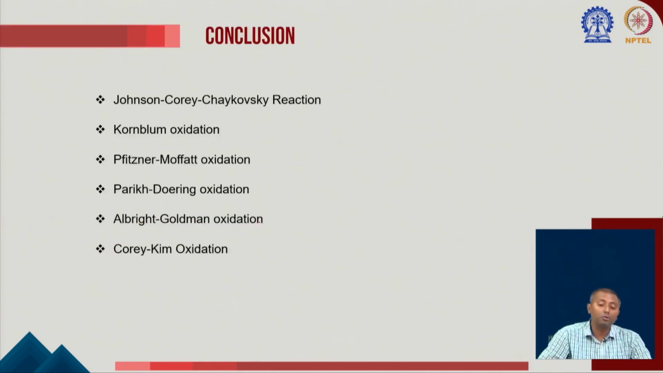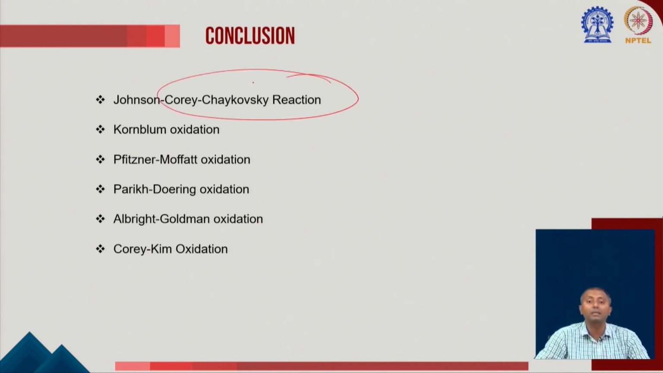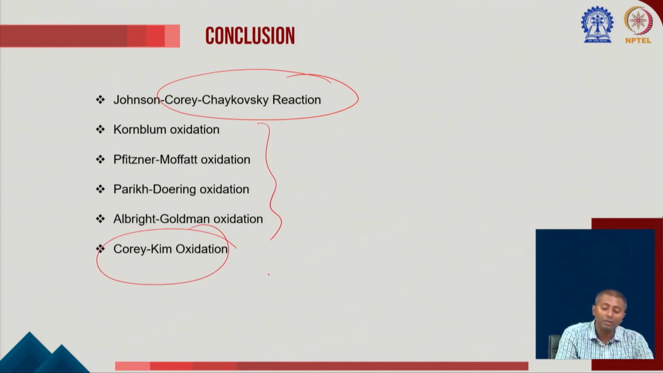In this particular part, we talked about the Corey-Chaykovsky reaction and some of the variations there. Then we talked about the activated DMSO oxidation, and finally we talked about the Corey-Kim, where you use N-chlorosuccinimide instead of DMSO. So you can avoid DMSO, using just DCM as a solvent here, which is much better.